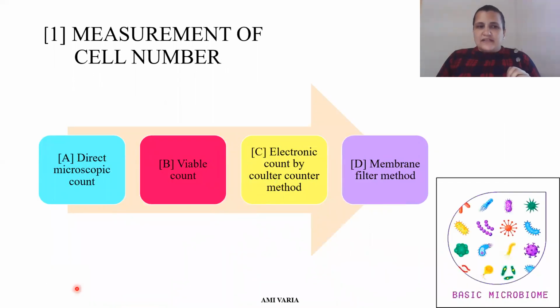Now, first, measurement of cell number. The measurement of cell number is divided into four different methods. First is direct microscopic count. Second is viable cell count. Third is electronic count by Coulter counter method. And fourth is the membrane filter method. All of these four methods are useful in different ways for measurement of cell number.